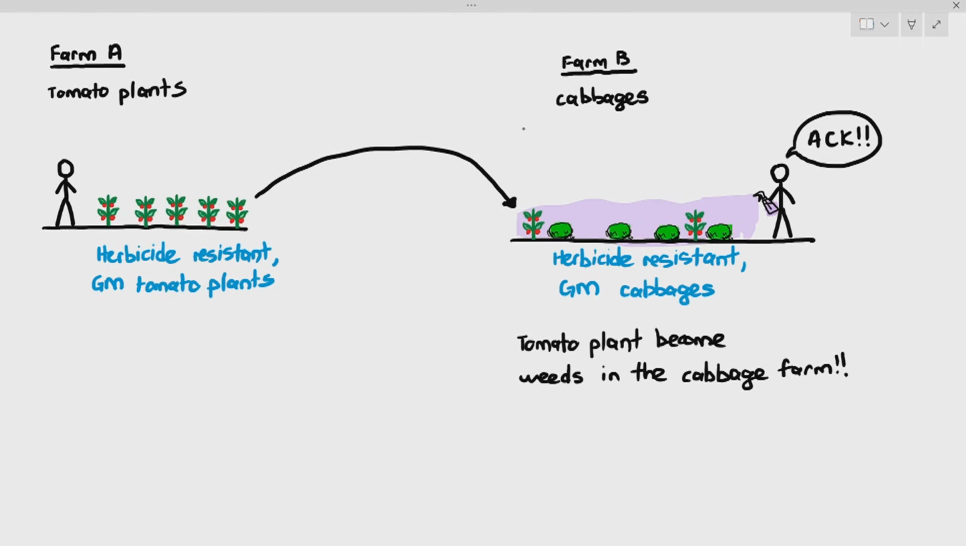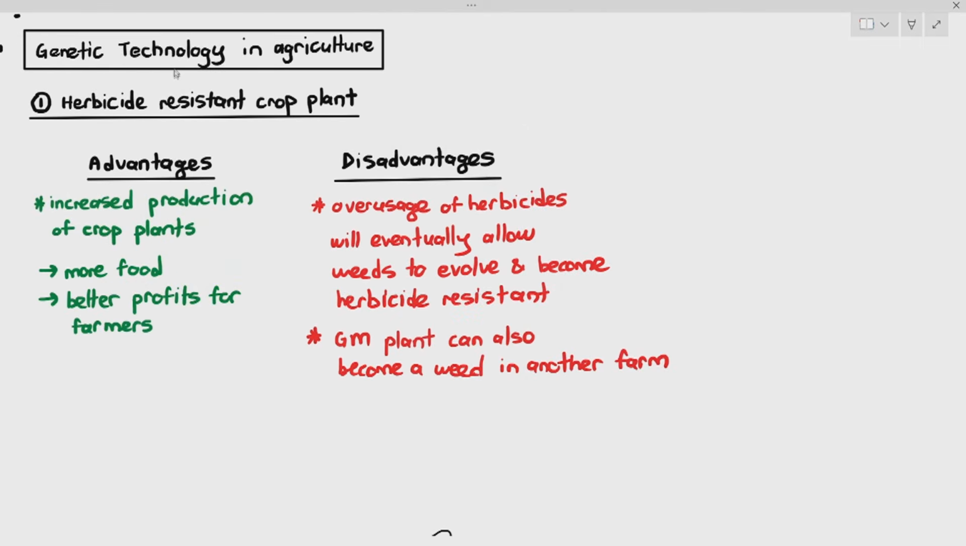Of course, you can argue all the farmer has to do is pull out tomato plants that are invading the area. But imagine if the field is extremely big, then the farmer will have to consume a lot of time manually pulling out the weeds instead of being able to spray them and kill them with the herbicides. So that's an issue as well. So in this case here, the genetically modified crop plant may become a weed in another farm where they are not wanted.